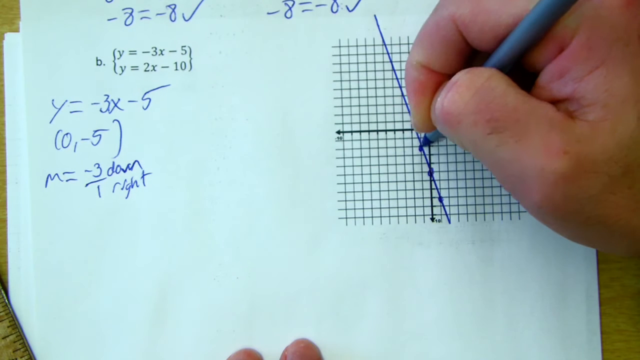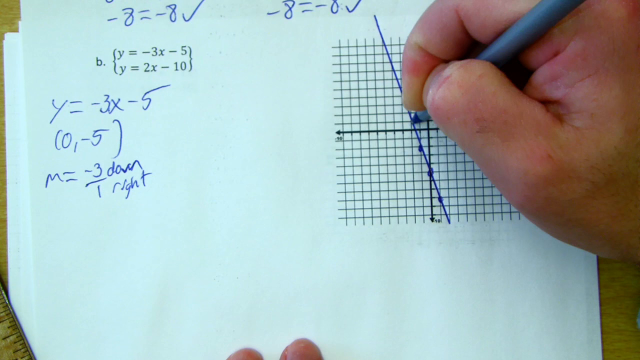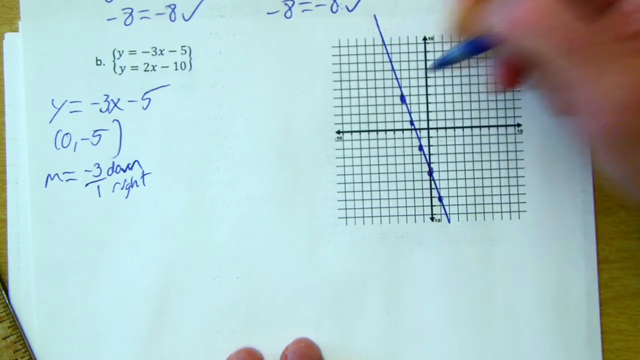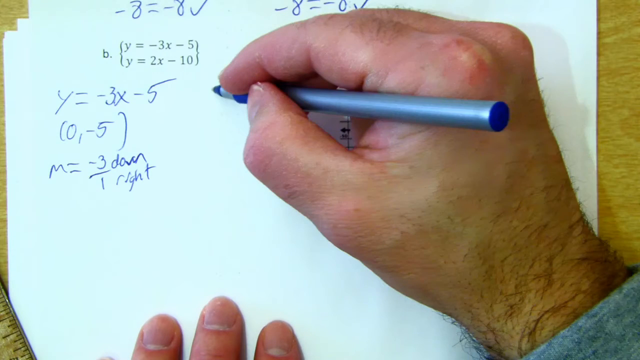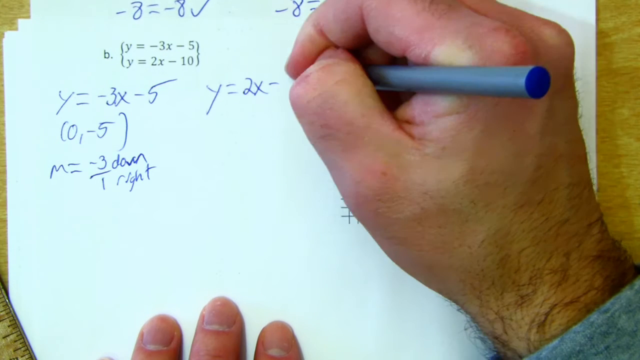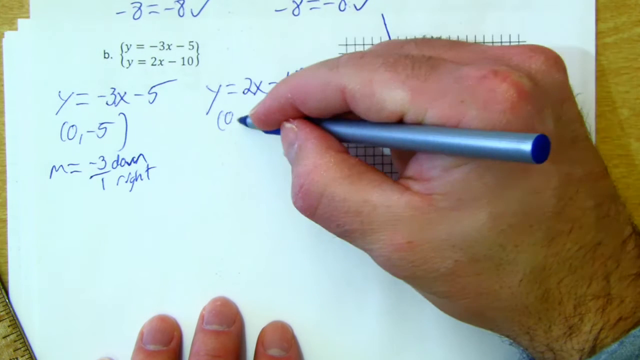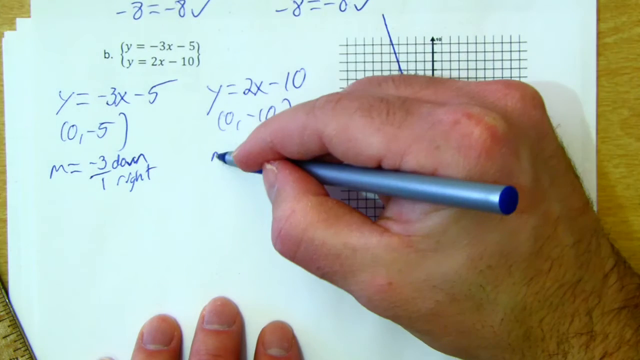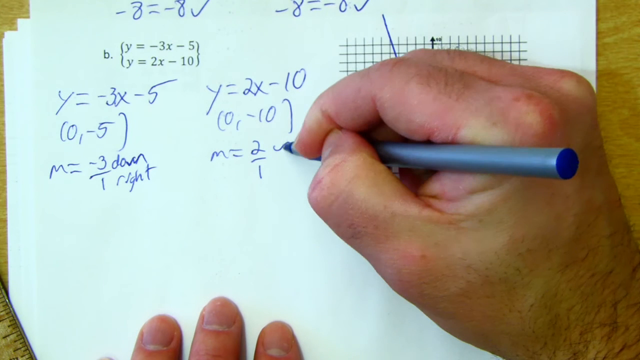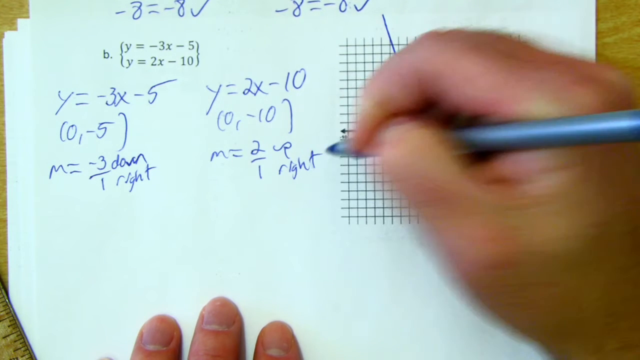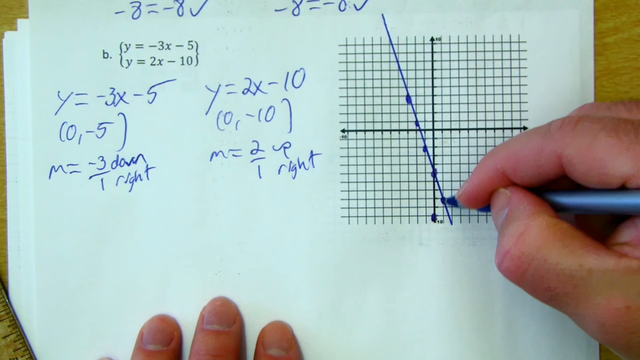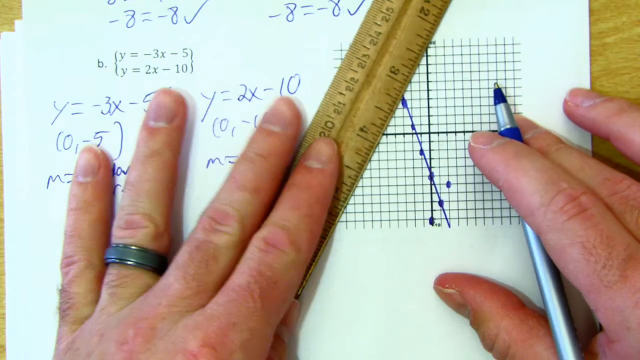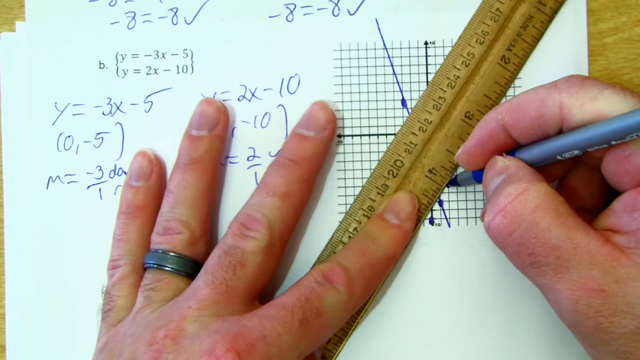I probably should have kept my pattern going here. 1, 2, 3. We're good. 1, 2, 3. All right, just see what those whole numbers are. All right, so then with y equals 2x minus 10, we're starting at 0, negative 10. Slope is 2, so up 2, right 1. There we go. They're going to intersect each other right there at 1, negative 8. That is going to be our solution.